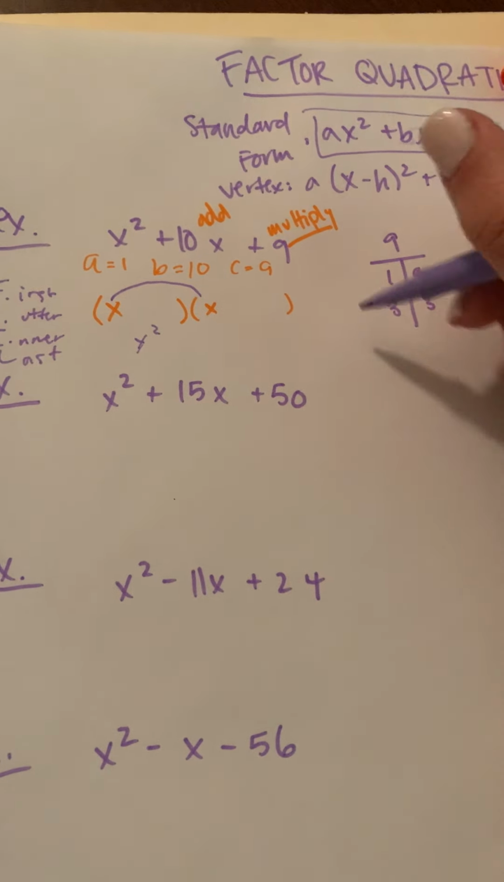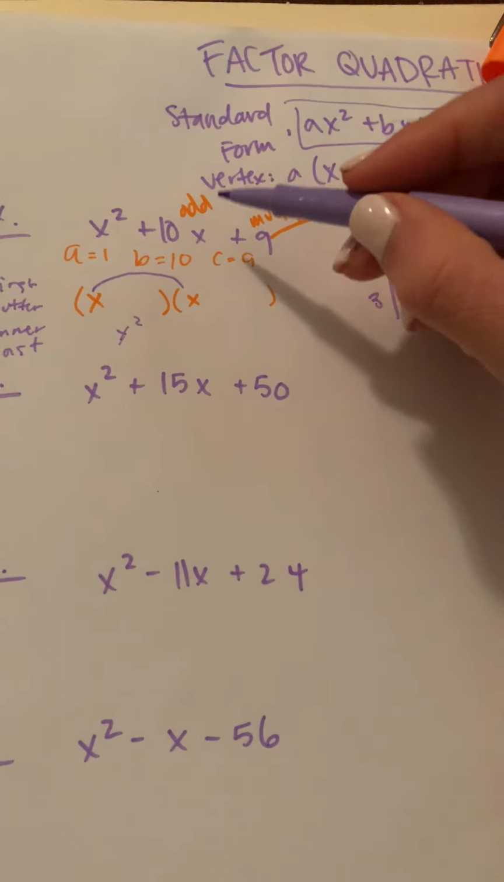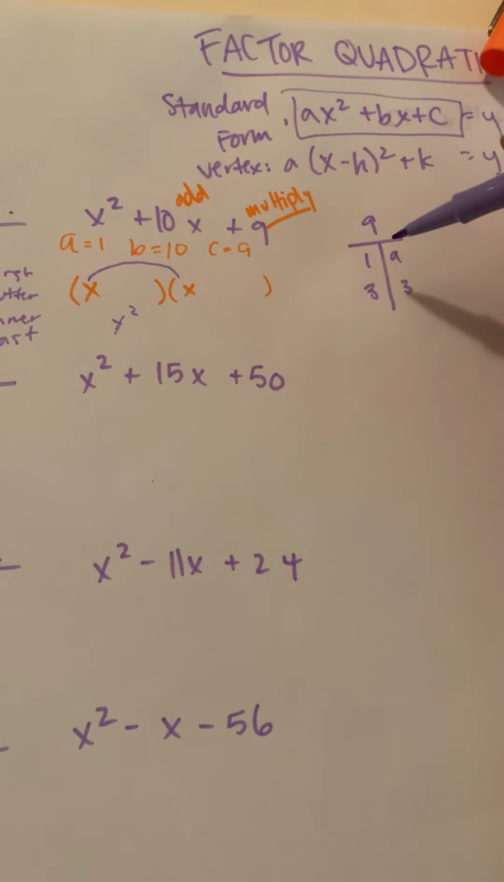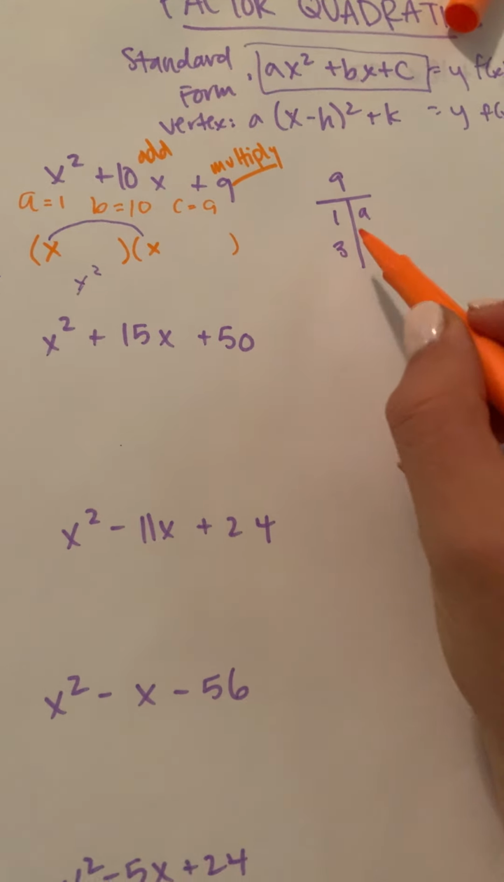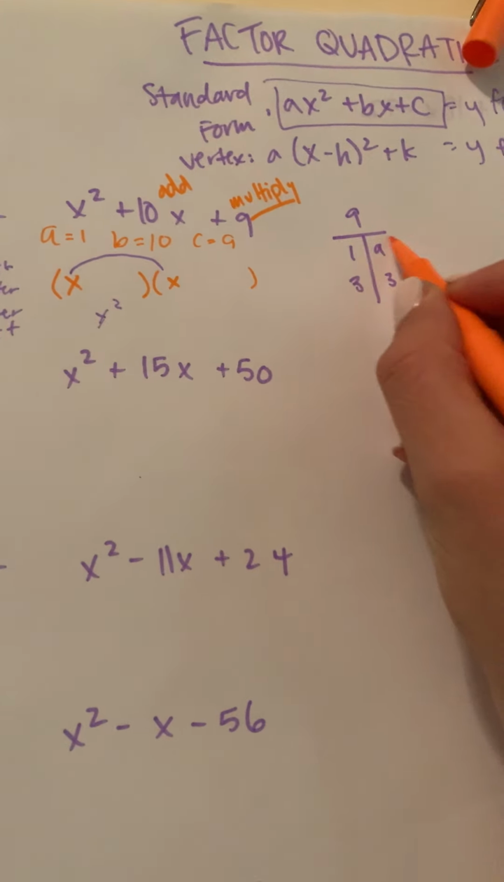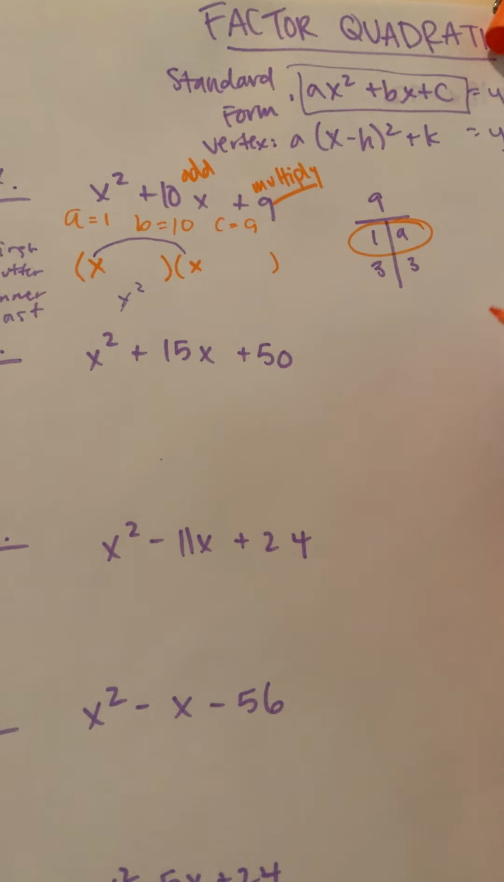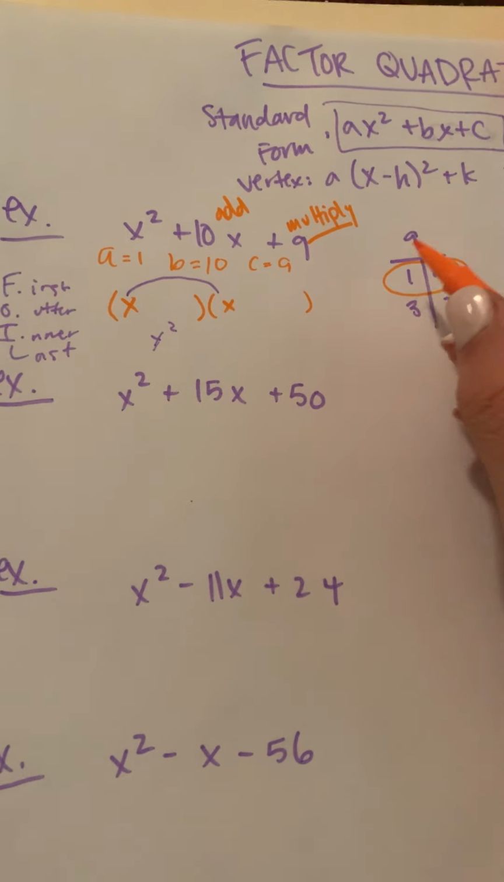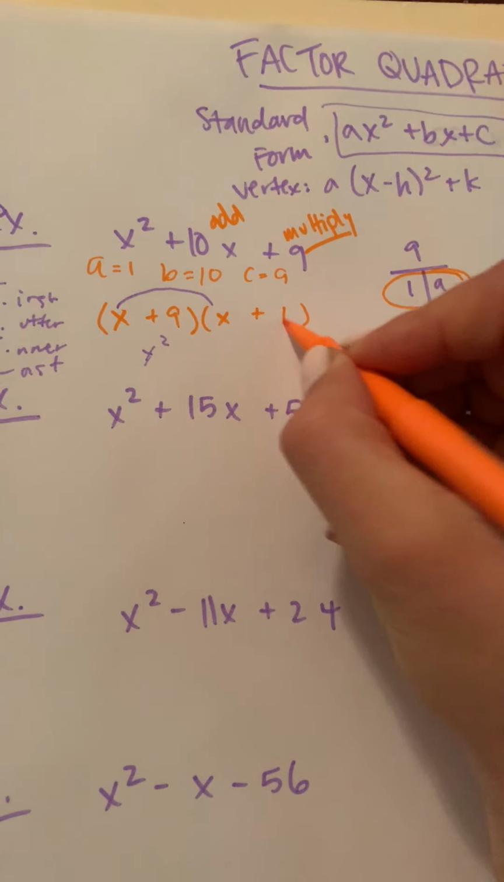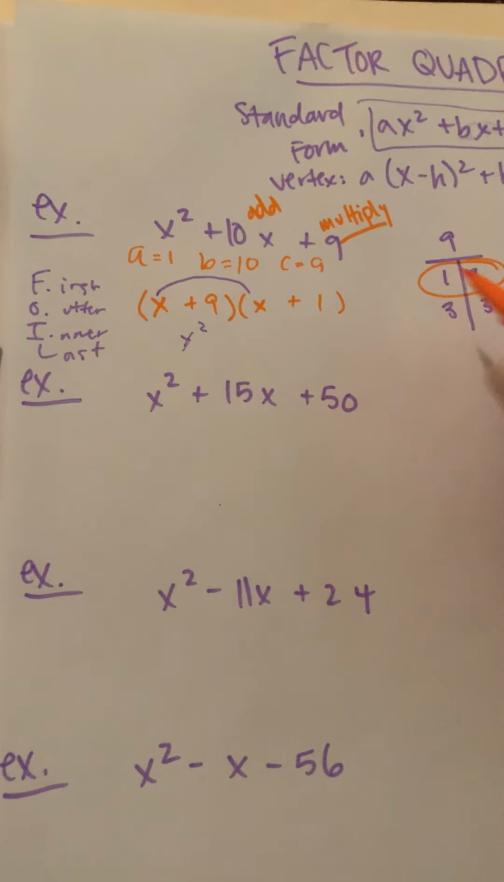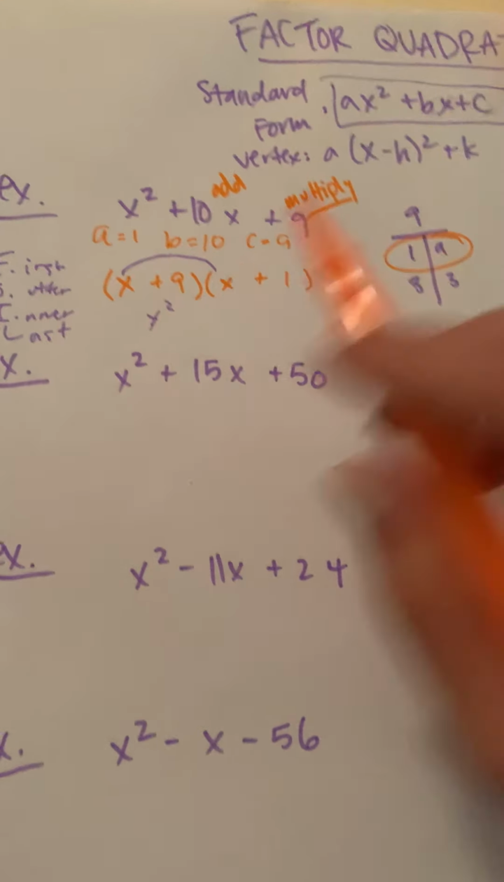So then you look at it and you're like, okay, these are the only combinations that will multiply up to 9. Which one of these will add up to 10? So 1 and 9 could add up to 10. 3 and 3 will not add up to 10. So I know it's this one. So numbers that will multiply up to a positive 9 and add up to a positive 10 would be plus 9 and plus 1, right? You have the 1 and the 9, they'll add up to this.